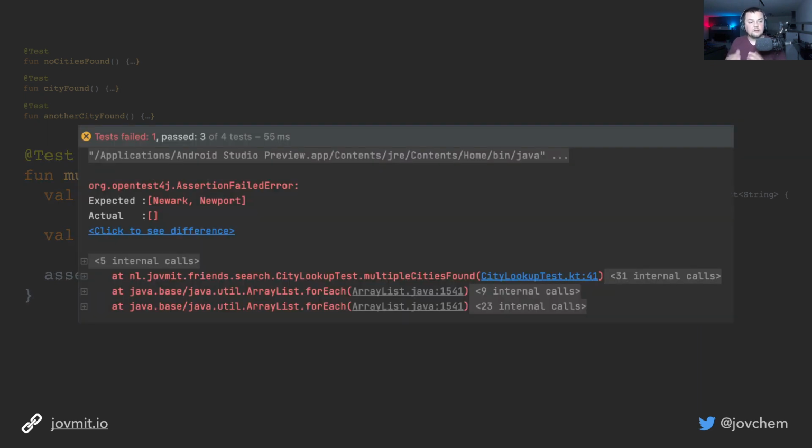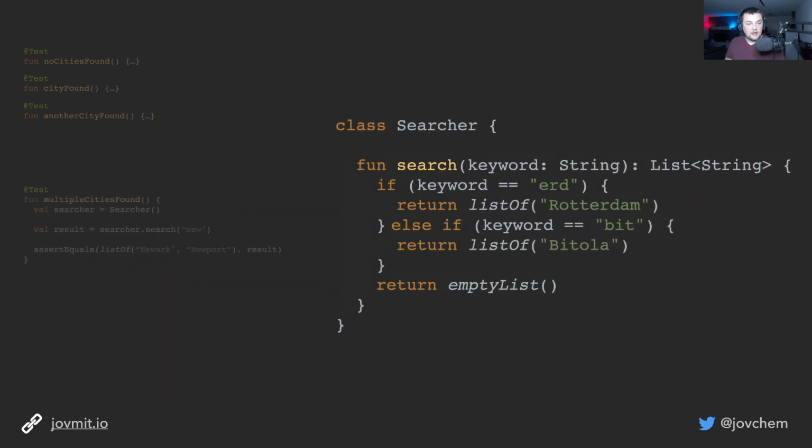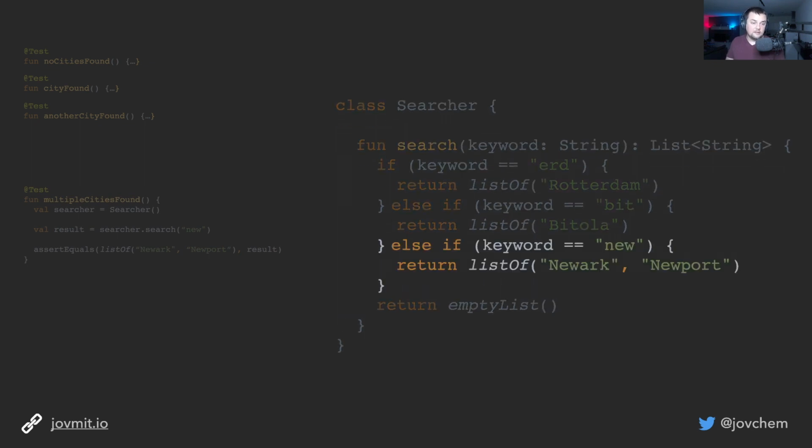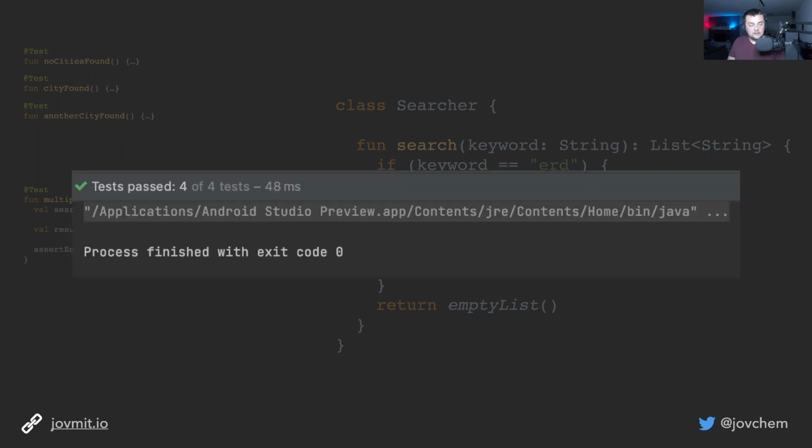We run it, we watch it fail. Does it fail for the right reason? Absolutely. How do we make it work? Fake it till you make it. Just add an else if there, keyword is new, and then return a list of Newark and Newport. Run the test. They are working fine. All 4 of them are passing.